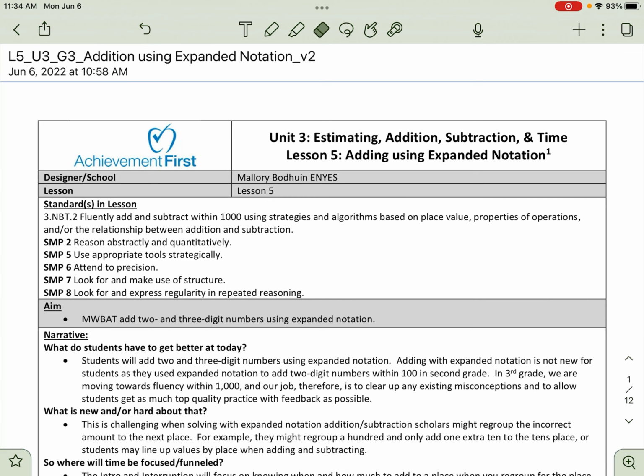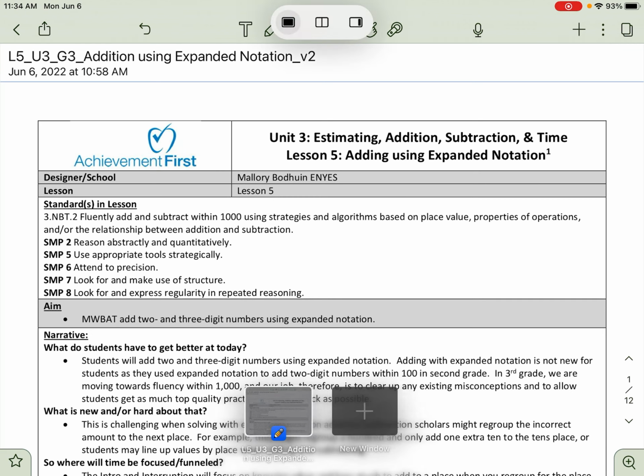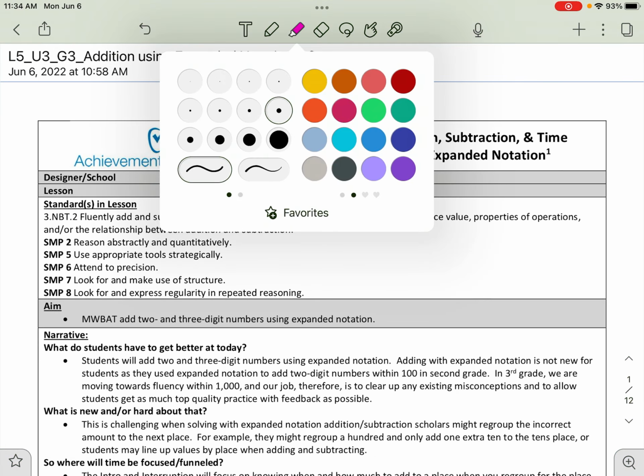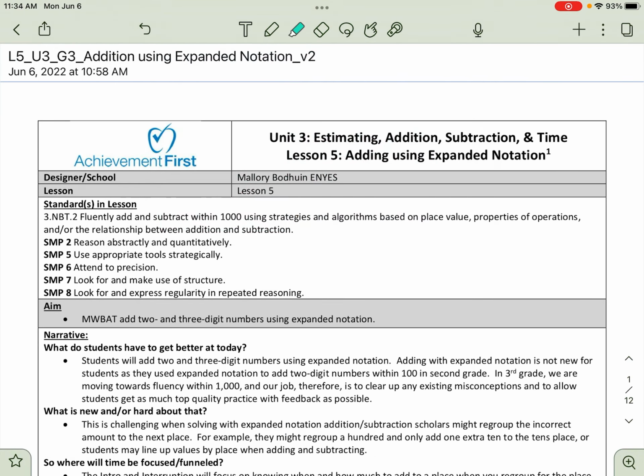I'm going to show you a math example and a reading example. So jumping right in, that pink will drive me crazy. Give me 1 second. There we go. Much better. All right. So this is Unit 3, Grade 3, the 5th lesson, right up there. And they are adding using expanded notation.